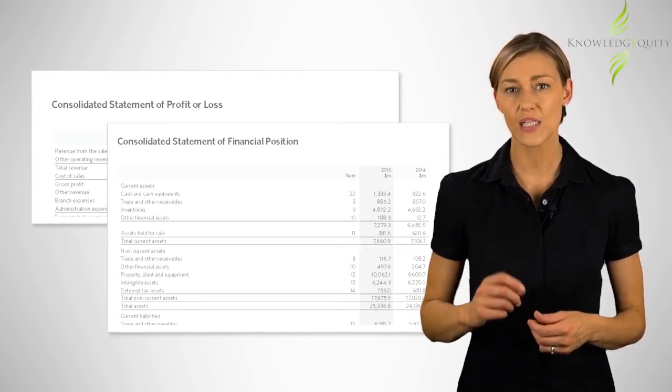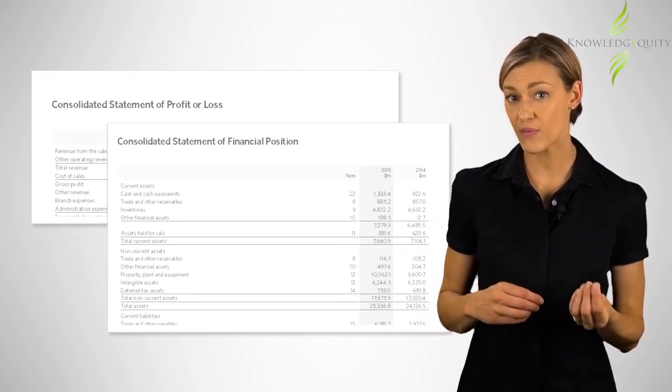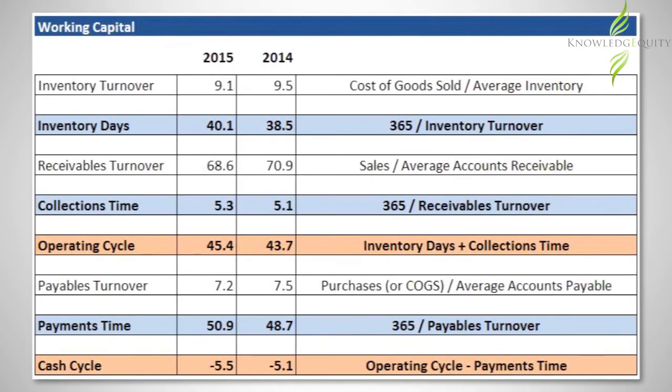Going back to our Woolworths example, we can use information from the profit and loss statement and balance sheet to work out the average inventory period, the accounts receivable period, and the accounts payable period. Not surprisingly, Woolworths' accounts receivables period is very low, which we would expect for a retail store where most sales are paid for in cash.